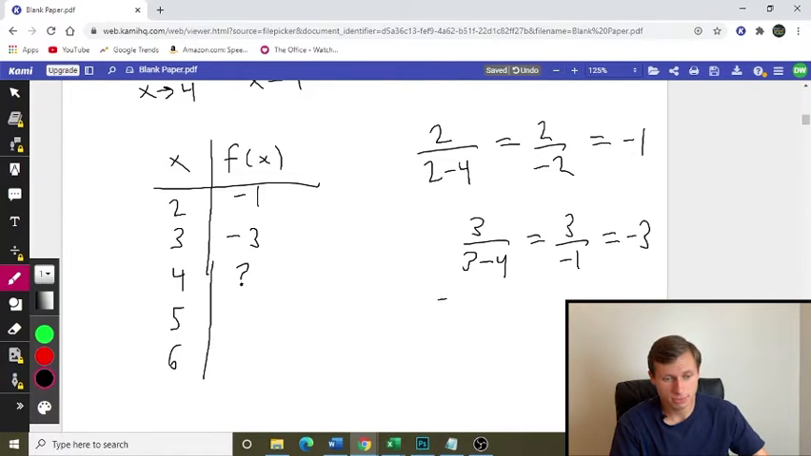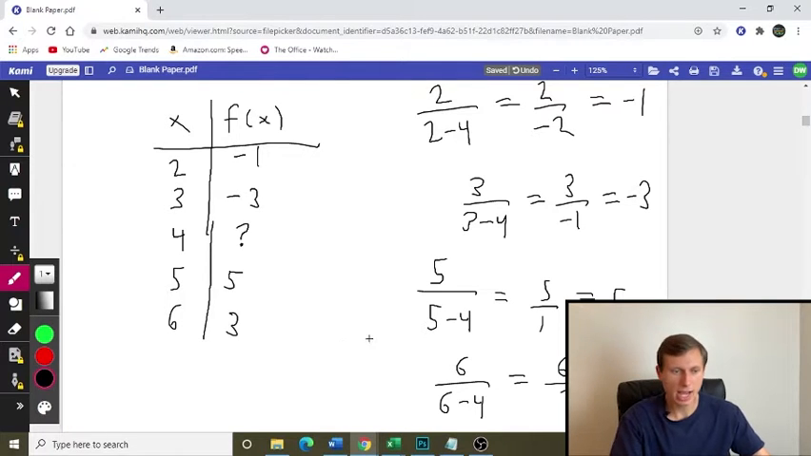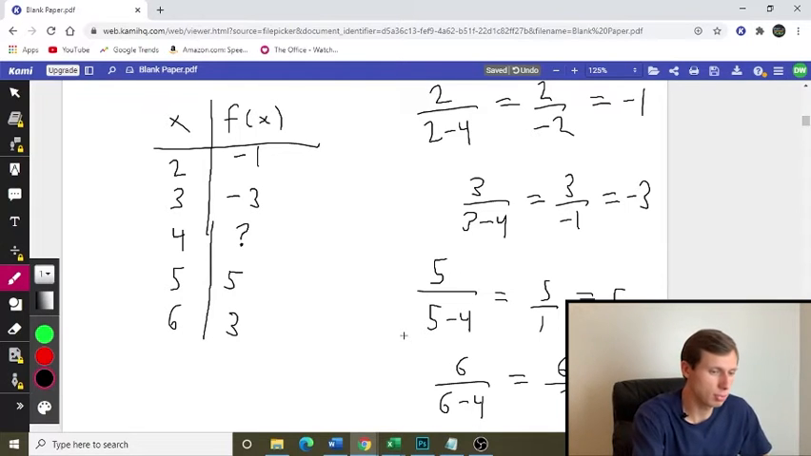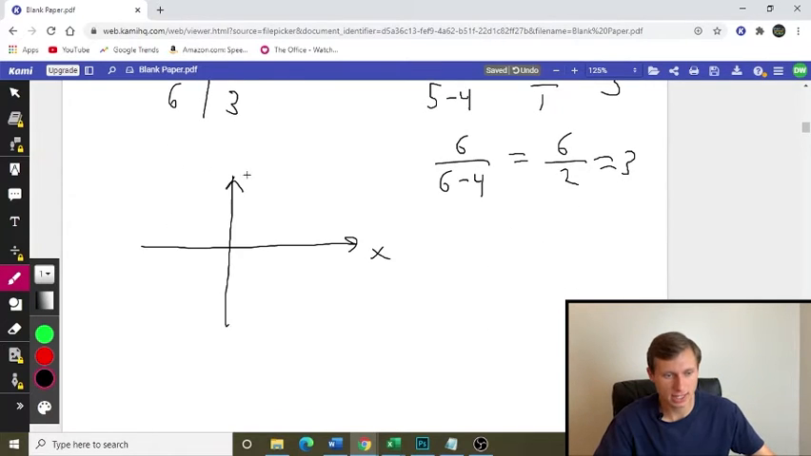5 is going to be 5 over 5 minus 4, which is just 5 over 1. So we're getting 5 for that. And then 6 is going to be 6 over 6 minus 4. That's going to be 6 over 2, which is just 3. So we have some values. We have our table here. And now let's go ahead and draw a graph and actually plot those points on that graph and see what's going on here. So we have x and we have f of x.